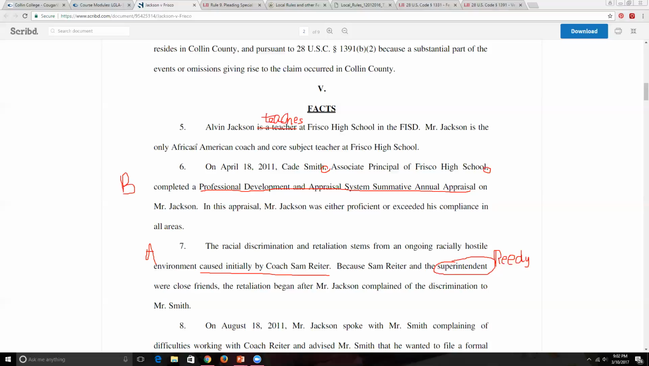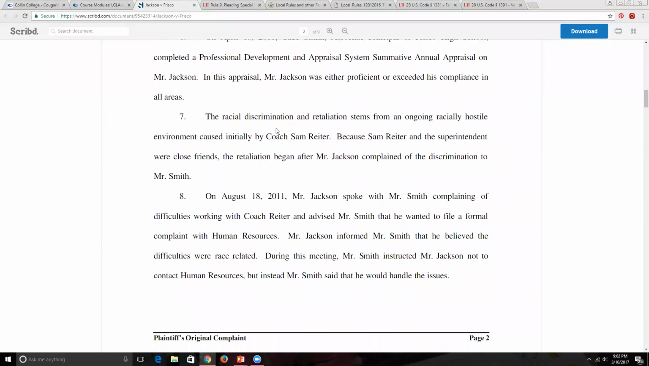Okay, so I think this is a little bit less elegant because now we're going to jump back. Now we're talking about this event that happened earlier. Now we're talking about the appraisal. Now we're going to go on to the appraisal. So this paragraph 7 was not well positioned in my opinion.